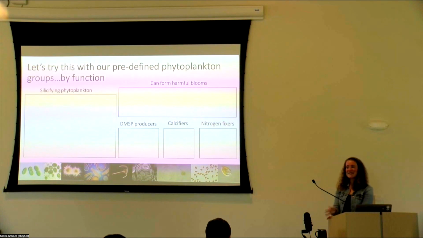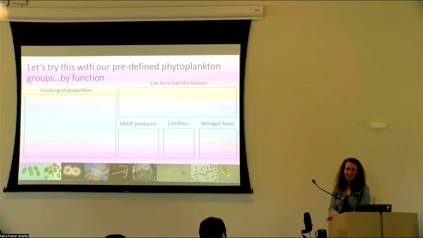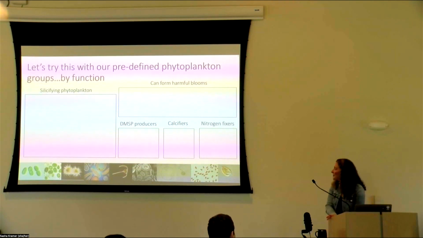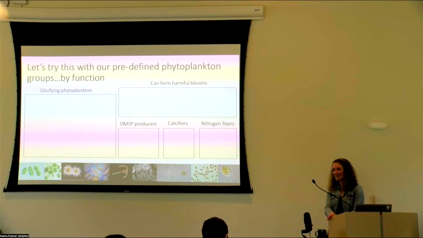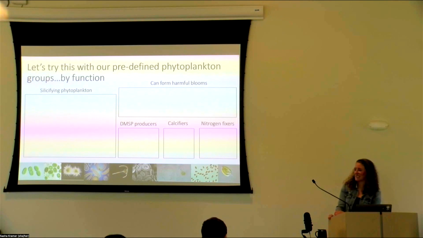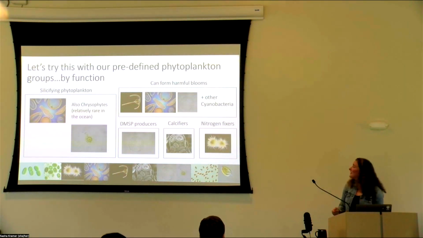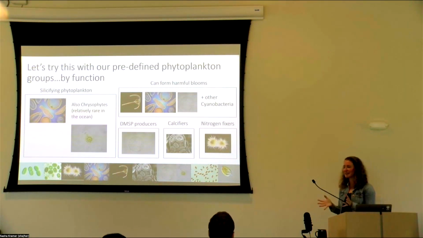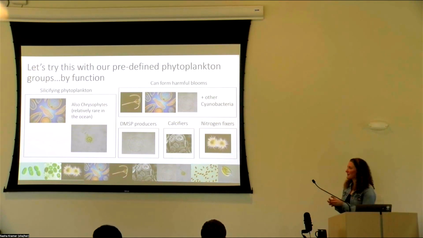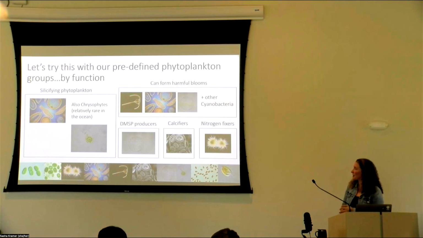Anybody have an idea for calcifiers? Either group. Coccolithophores, awesome. How about nitrogen fixers from these ones that we talked about? Trichodesmium, awesome. And then DMSP producers. Phaeocystis, okay, awesome. You guys did great on this one. The only thing that I added, I didn't talk about the chrysophytes because they're a big class in the freshwater, but there's only a couple of different types of chrysophytes that have been found in the ocean so far, but they are also silicifiers. So I just added those into that silicifying phytoplankton group. But otherwise, fantastic job. Nice work, everybody.